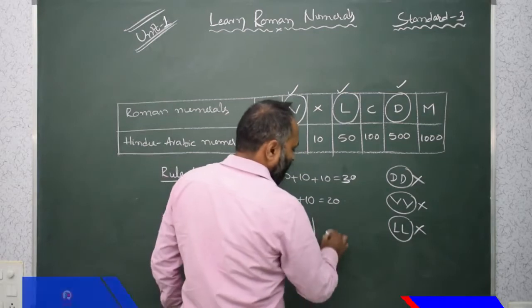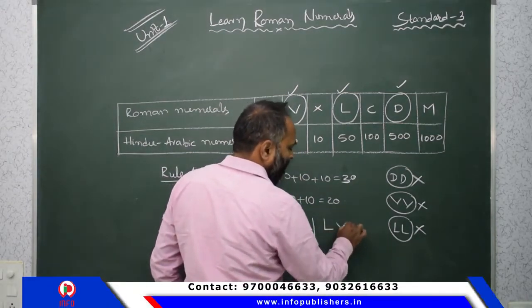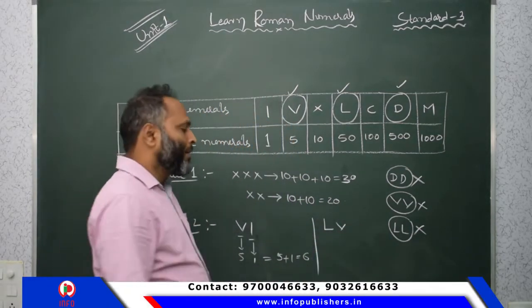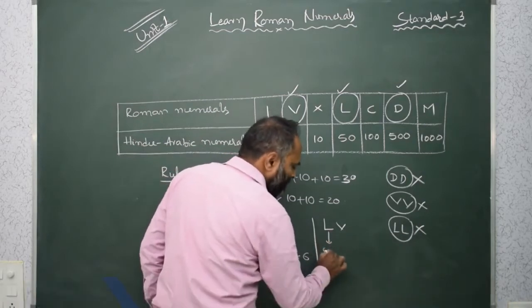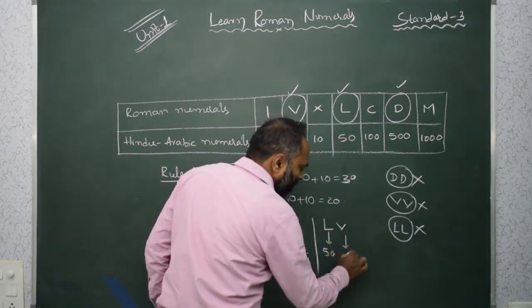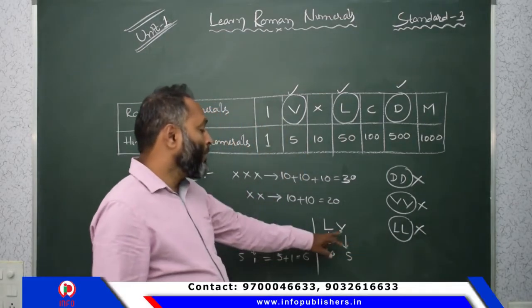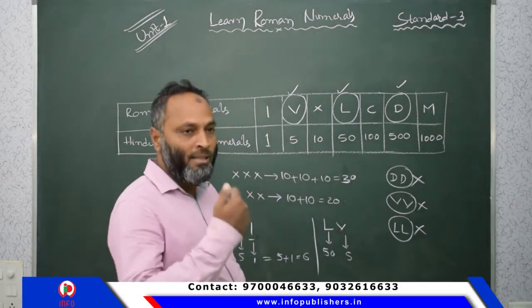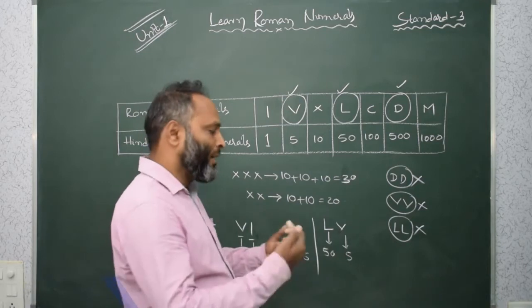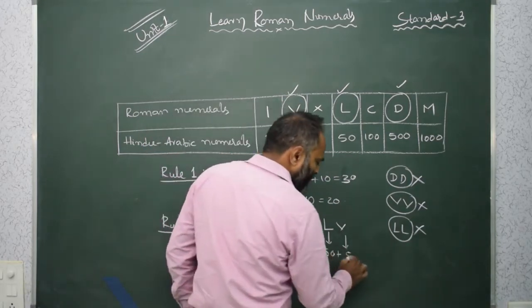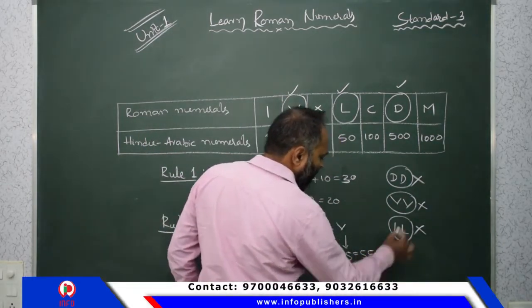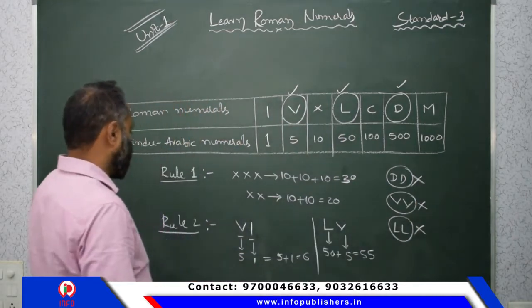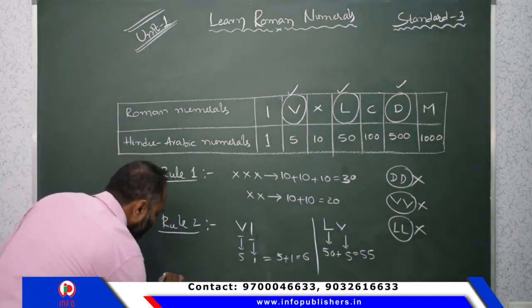Suppose one more, L and V is there. This is 50. This is 5. Then the smaller Roman numeral is on the right side of the bigger Roman numeral. If it is on the right side of the bigger Roman numeral, we have to add 50 plus 5, 55. Then this is the second rule.